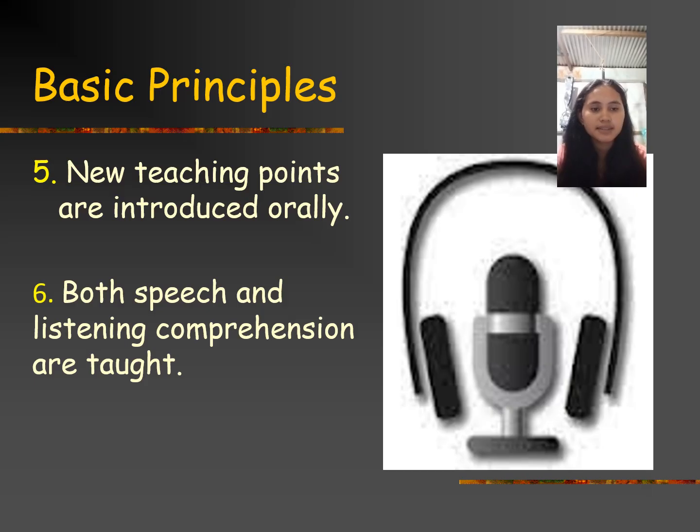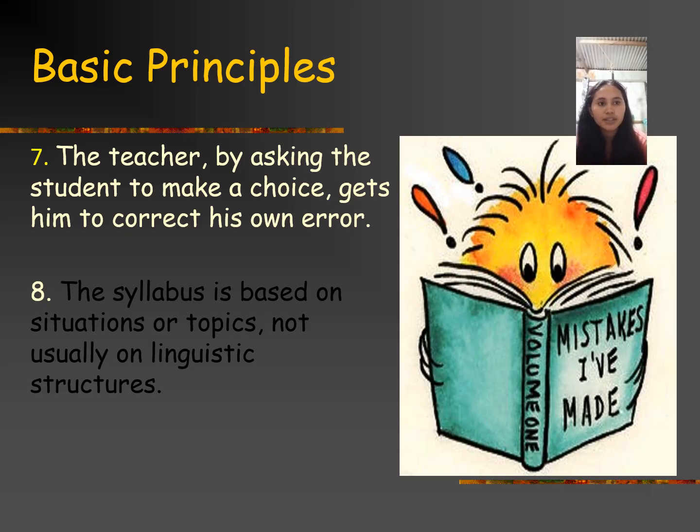The sixth is that both speech and listening comprehension are taught. Seventh is that the teacher, by asking the student to make a choice, gets him to correct his own error. So learning by self-correction. The next is that the syllabus is based on situations or topics, not usually on linguistic structures. So contextual or topical teaching.